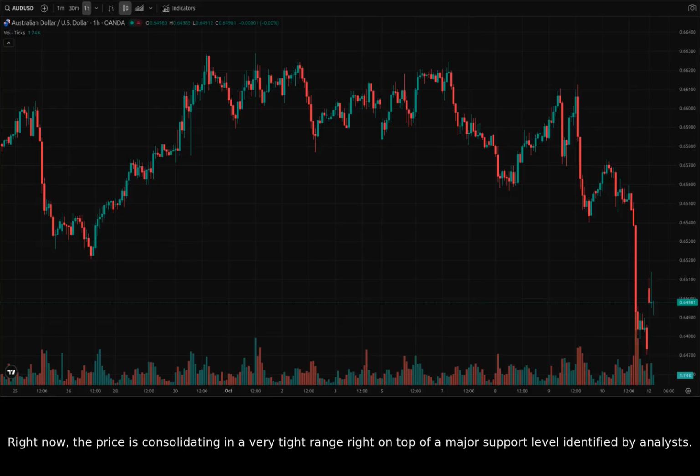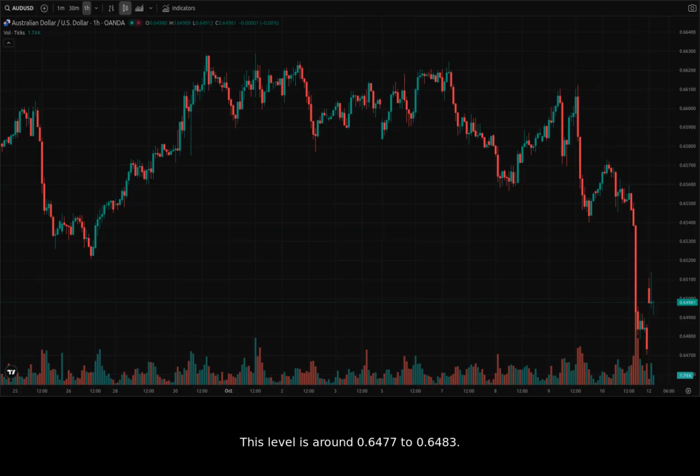Right now, the price is consolidating in a very tight range right on top of a major support level identified by analysts. This level is around 0.6477 to 0.6483. The low on Friday was 0.6466, briefly piercing this zone before bouncing slightly. This area represents a major battleground between buyers and sellers. The market is pausing here, deciding whether to continue the plunge or stage a recovery bounce.